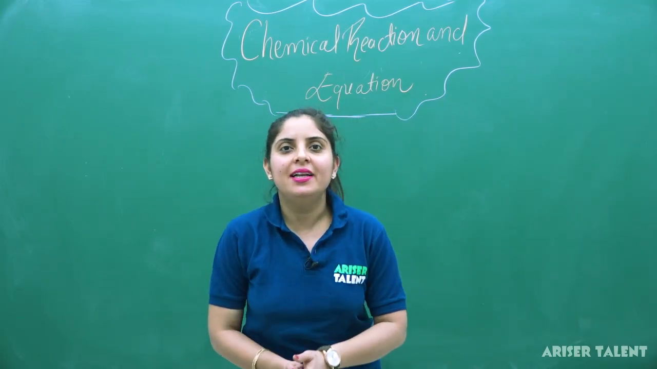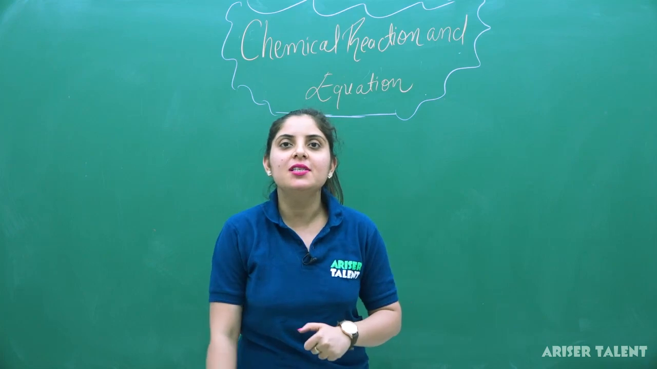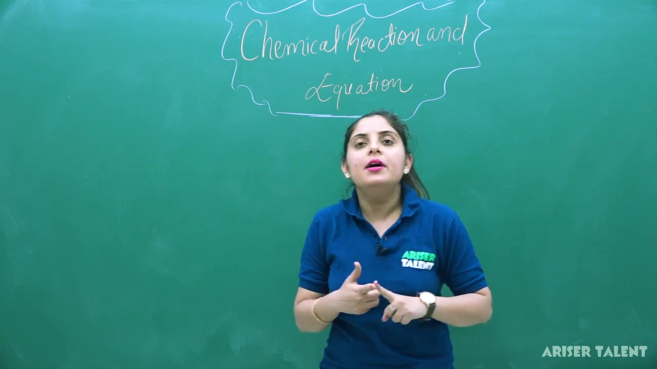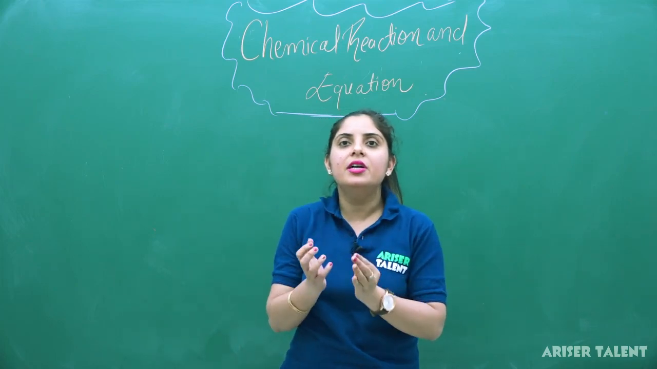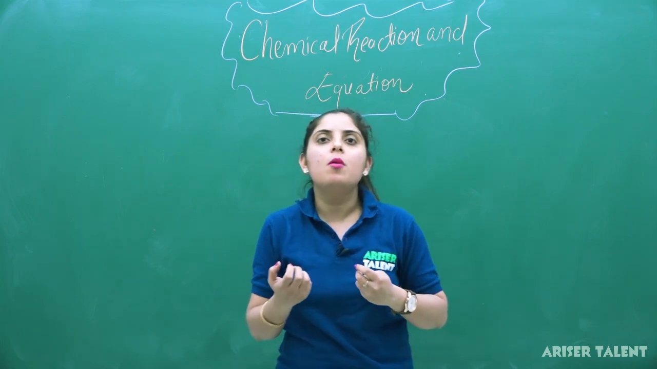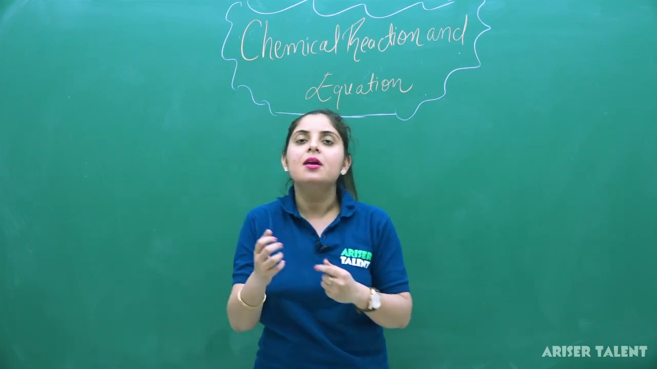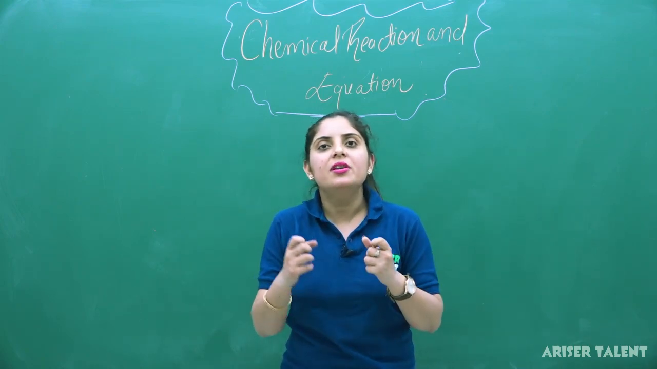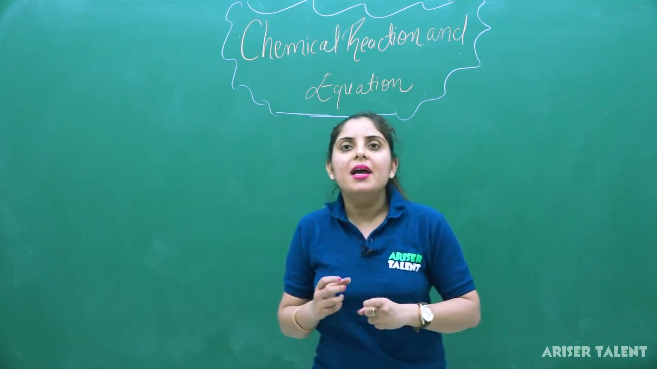So we are at AriserTalent and we are on the first chapter of our class 10th chemistry, that is chemical reactions and equations. Until now we have discussed a lot of topics regarding this chapter. We have learned about oxidation reduction techniques in our last lecture. We have learned oxidation and reduction in terms of addition and removal of hydrogen and oxygen. We have also learned it in terms of electropositive or electronegative elements, how they must be added or removed. And we have gone through a lot of examples in which oxidation and reduction take place simultaneously, and these reactions are basically termed as redox reactions.